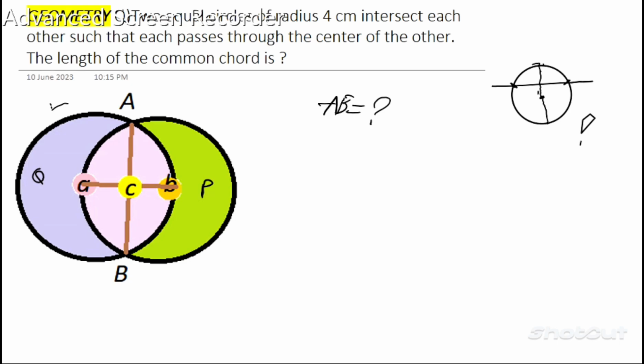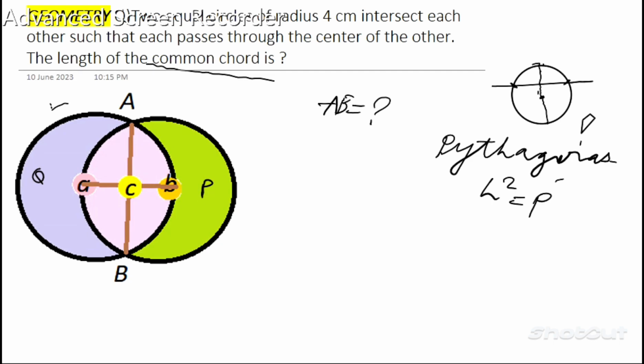Now they're talking about not just any chord, but a common chord. That means one that passes through both the circles. So AB is actually the common chord, and it's lying in the overlapping region of the two circles. How do we do it? We make use of the good old Pythagoras theorem, which states that h square, that means hypotenuse square, is perpendicular square plus the base square.